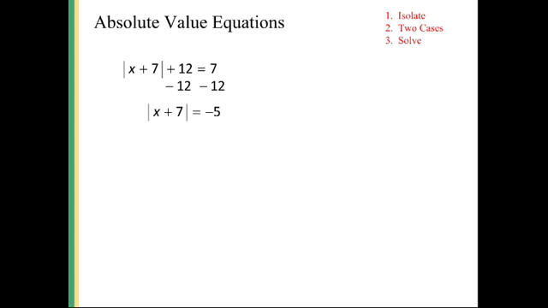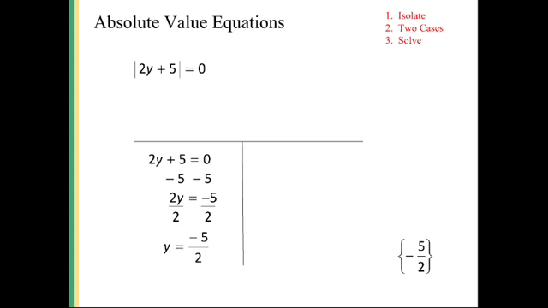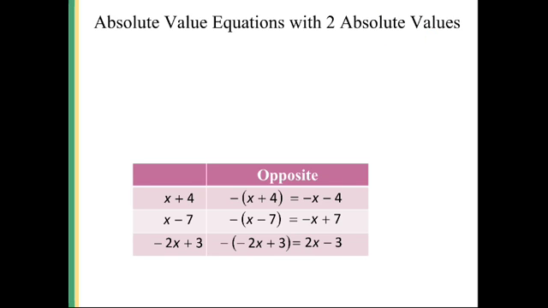Now, we're going to talk about extraneous solutions, because if you look at this, x plus 7 equals negative 5. Nowhere in the world is an absolute value equal to a negative number. So no solution. And then we have 2y plus 5 equals 0. Very simple. 0 is not negative or positive, so there is no opposite.